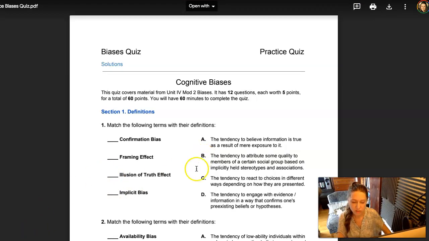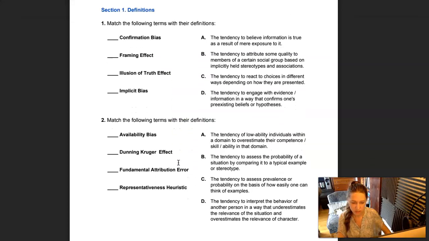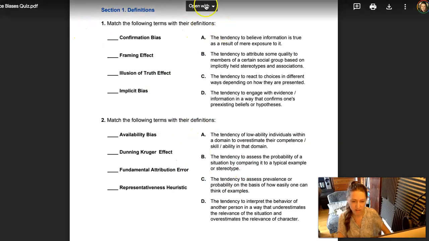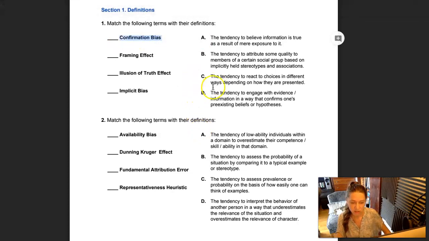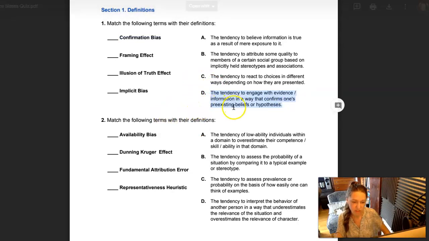And the thing I want to do is go through all of the 8 biases we've been looking at, which are on this front page here. So I just want to go through and emphasize what the essential features of each bias are. Okay, so confirmation bias. What is the definition of confirmation bias? Got D, the tendency to engage with evidence or information in a way that confirms one's pre-existing beliefs or hypotheses.